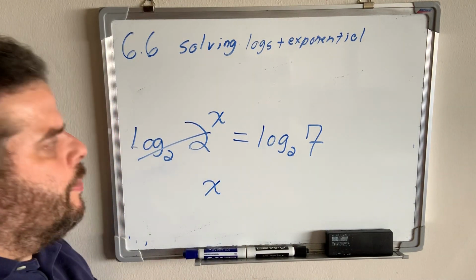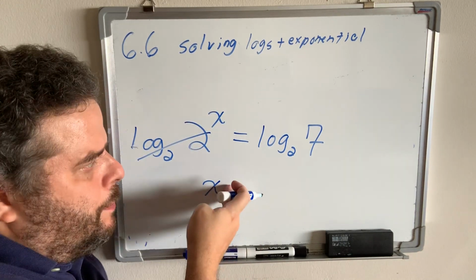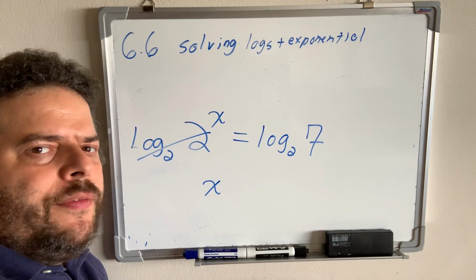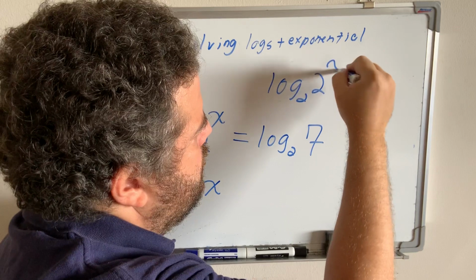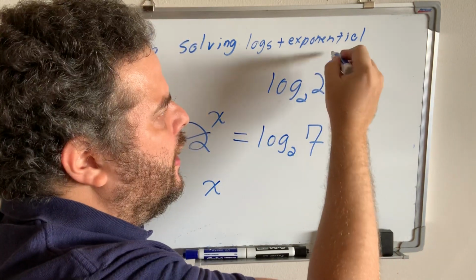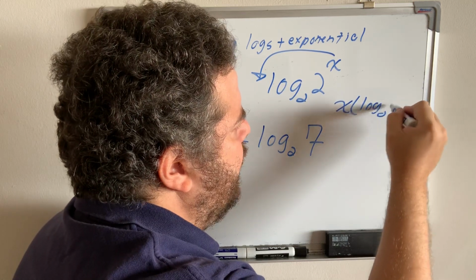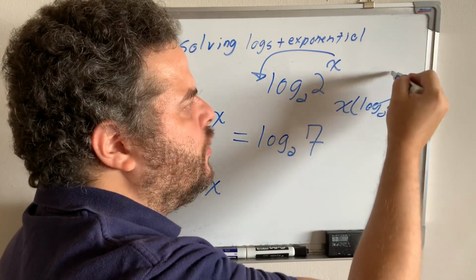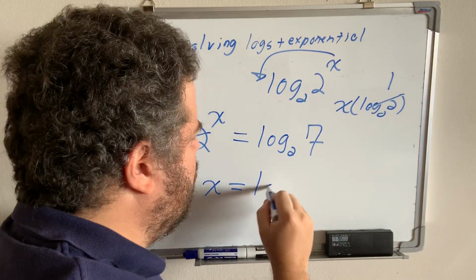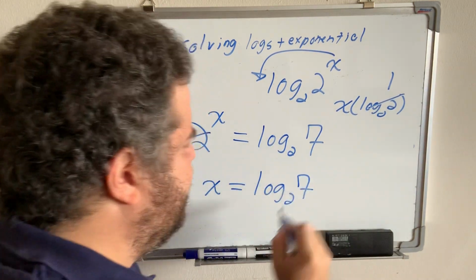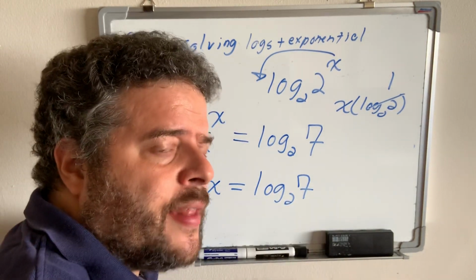Now, many people ask, Profe, how the heck does that x, that is an exponent, just drop down here? Again, remember the rules of the logarithms. This is a power. It comes up to the front, multiplying. So I have x log base 2 of 2. I know this is 1, and x times 1 is x. So x equals log base 2 of 7. Calculator, don't go crazy. That's the answer.